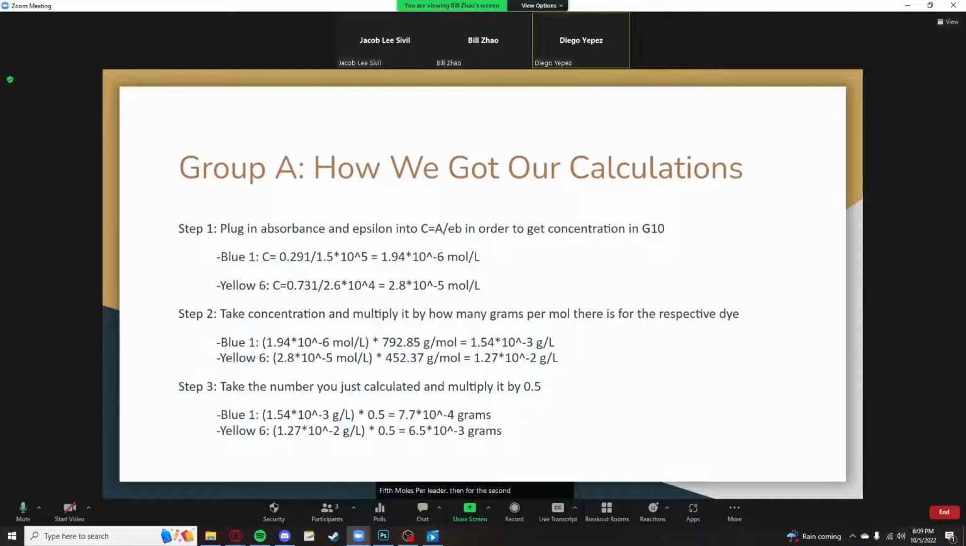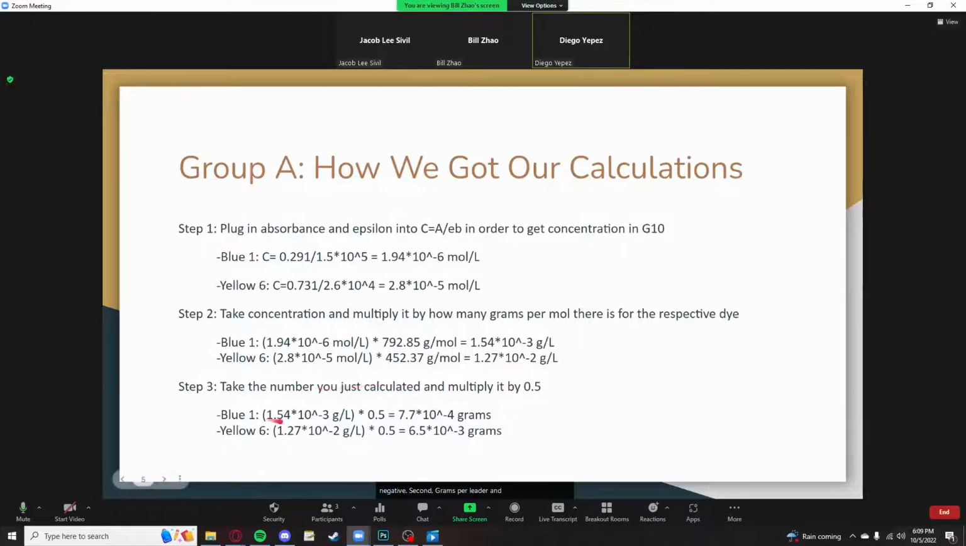Then for the second step, we take the concentration and multiply it by the grams per mole for the respective dye. For blue 1, we did 1.94 times 10 to the negative 6 moles per liter times 792.85 grams per mole, which equaled 1.54 times 10 to the negative 3rd grams per liter. And for yellow 6, we did 2.8 times 10 to the negative 5th moles per liter times 452.37 grams per mole, which got us 1.27 times 10 to the negative 2nd grams per liter.